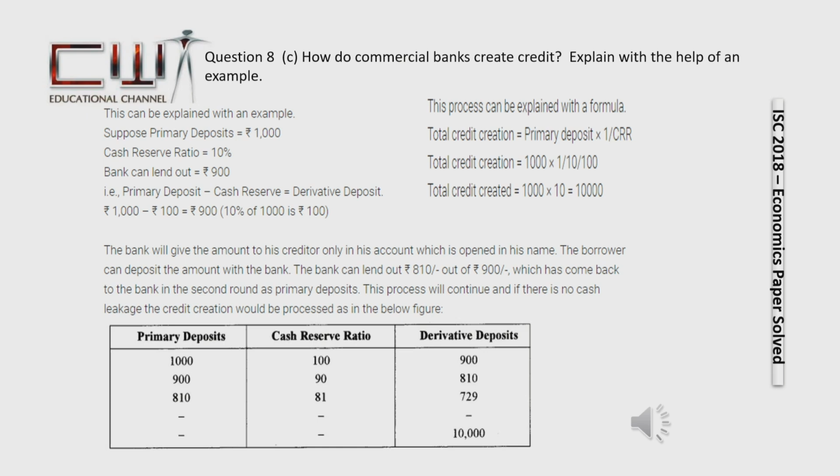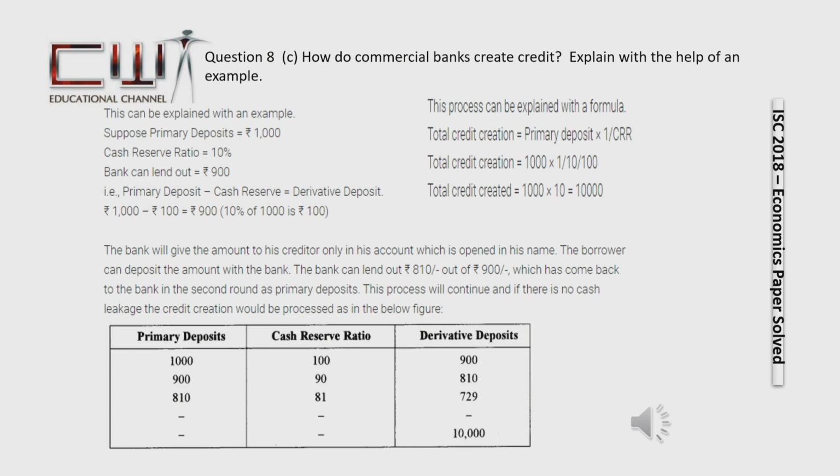The primary deposit is 1000, 900, 810 and so on. The cash reserve, initially 100, then 10% of the primary deposit: 90 and 81 and so on. The derivative deposits out of this are, in the first case, 1000 minus 100, which is 900, then 900 minus 90, which is 810, then 810 minus 81, which is 729 and so on.